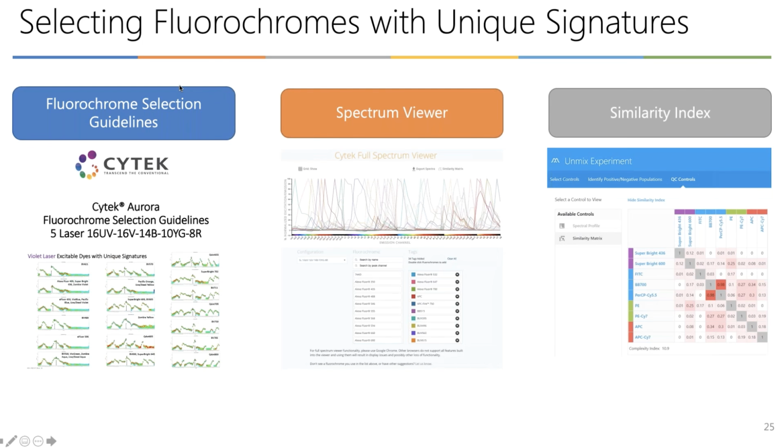Okay, so we have put a tremendous amount of work with our R&D team, our marketing team, our software team, a lot of resources when it comes to fluorochrome selection. We have what we call a beautiful document that is available through our website or in our software called the Fluorochrome Selection Guidelines, where you have the signature of every single dye that we have tested. Online, we have a spectrum viewer that is very, very cool. And we also have online the ability to create a similarity index, and it's also a tool that we use in our software when you're going to unmix your experiment. So tons of tools that we have developed to make sure that you fully understand the signatures, and that one day, hopefully, you memorize as many of these signatures as possible.